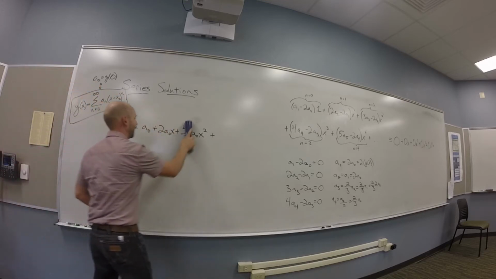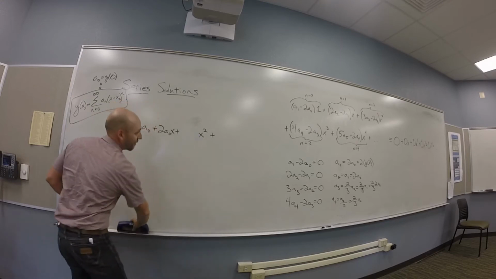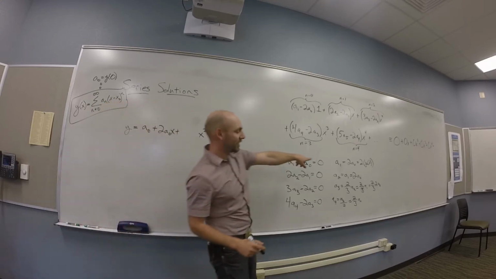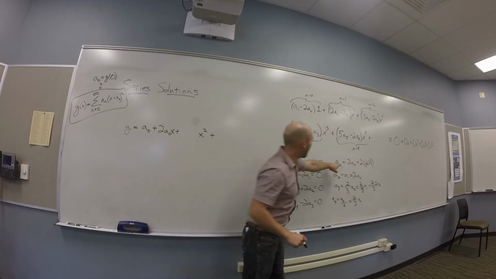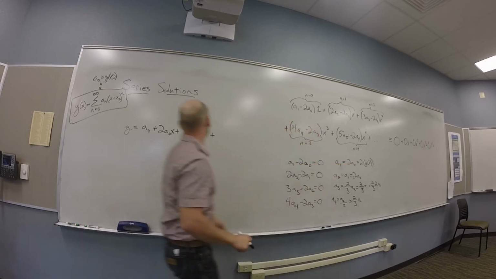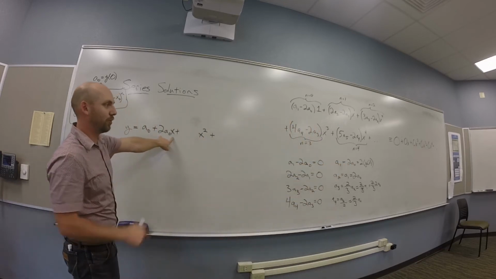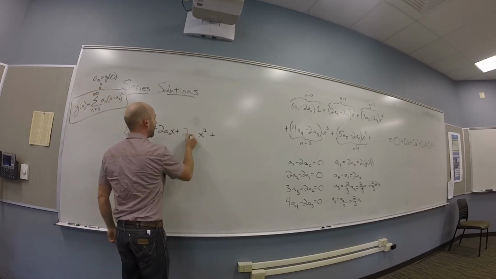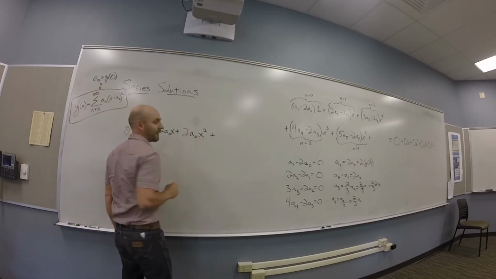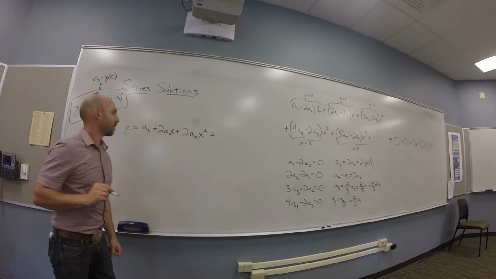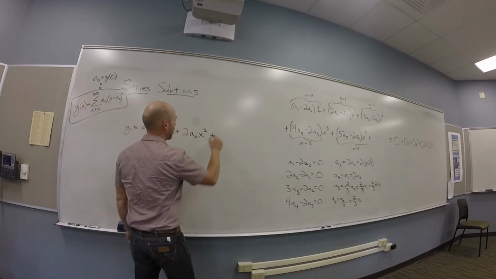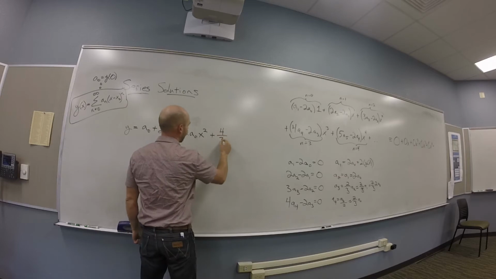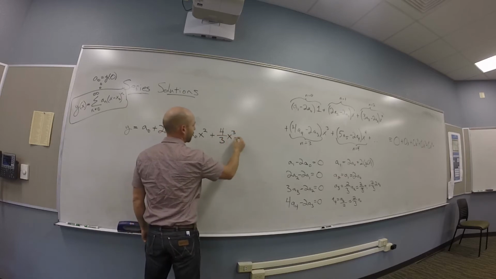We had two times A0s. Thank you. So I had a0 was a0, right? And then a1 should be the coefficient on x. So I have 2a0. And then a2 is also 2a0. That's what got me. And then a3 is 4/3 x cubed.